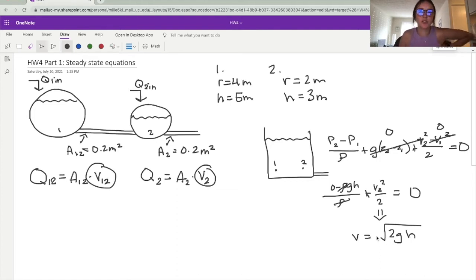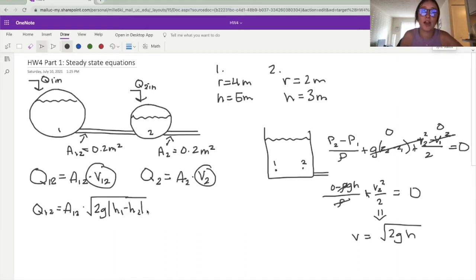If we use that principle, then we can rewrite these equations. We can say that Q12 is equal to A12 times the square root of 2g, times the absolute value of height 1 minus height 2. We use the absolute value so that we don't end up with a negative sign under the radical. And for Q2, we are going to have A2 times the square root of 2gh2.